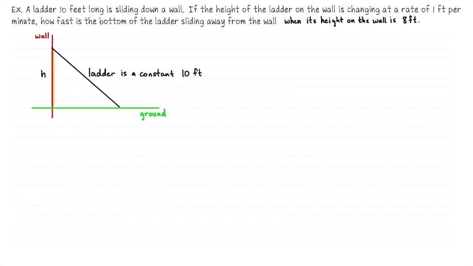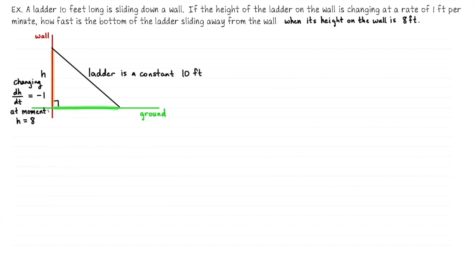So let's set the height on the wall to be h. That is a changing quantity, and its rate of change with respect to time is dh/dt, which is -1. Notice we have to give it a negative sign because this ladder is sliding down, so h is decreasing as the ladder slides. At the moment we're interested in, h will be 8.